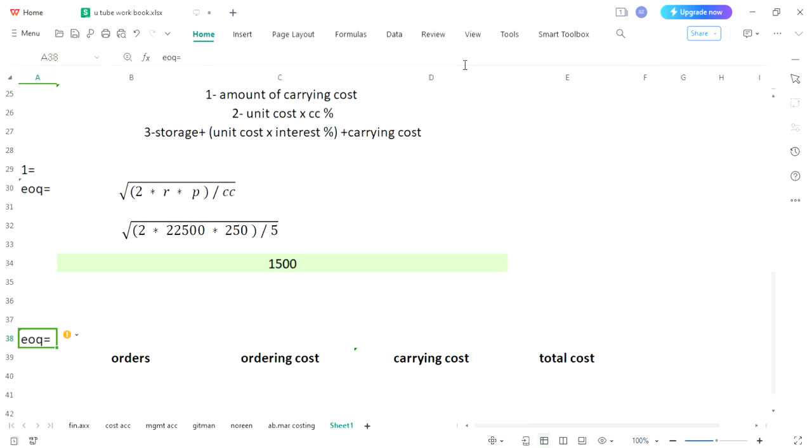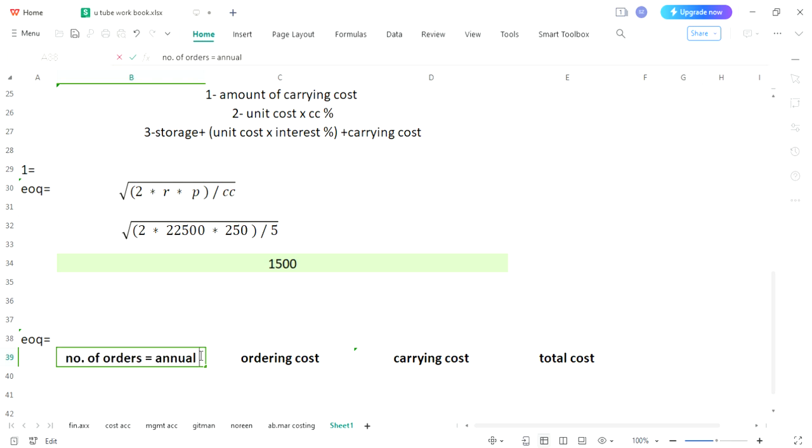In presence of economic order quantity, first step is to calculate orders or number of orders. Better word is number of orders, and it would be calculated by taking annual requirement and it would be divided by EOQ, which we have just calculated.